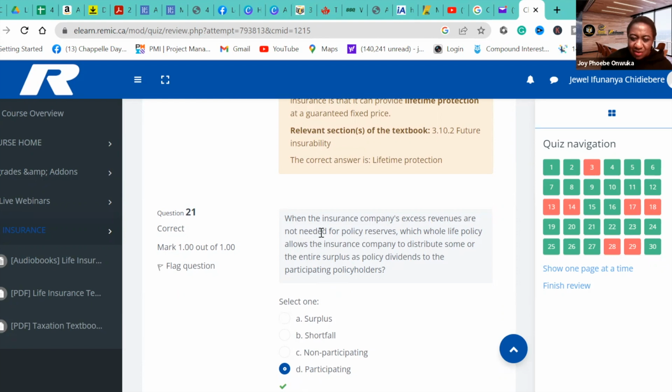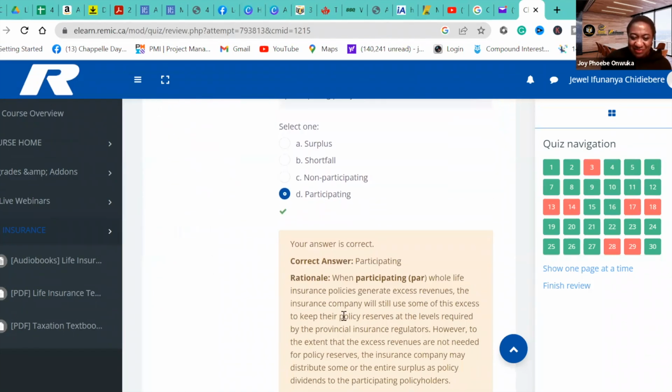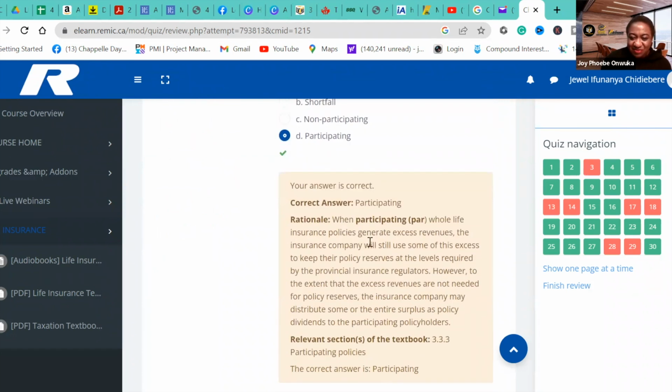21. When the insurance company's excess revenues are not needed for policy reserves, which whole life policy allows the insurance company to provide or distribute? This is the one I was telling you guys that even the answer is right in the question, which is participating whole life. Okay, and here is the rationale.